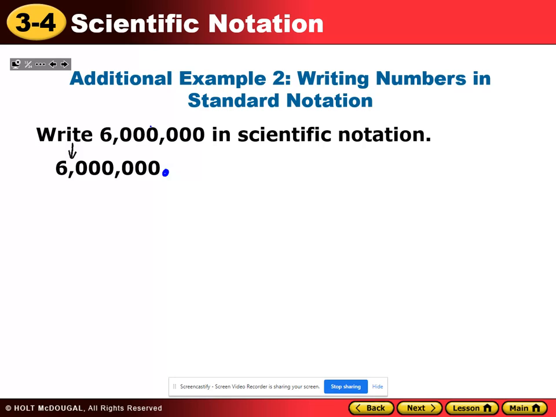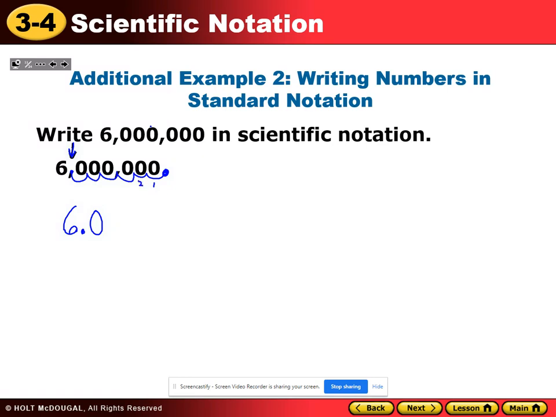Then this is where, boys and girls, you must be careful. You count the places to get to the spot you want to be. Remember, we want to be where that blue arrow is? 1 spot, 2 spots. Notice I'm going between the zeros. 3 spots, 4 spots, 5 spots, 6 spots. So I get a new number that is 6.0.